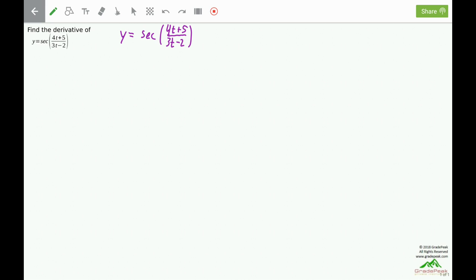But since its inside is a quotient, we will be making use of the quotient rule when we take the derivative of the inside, which is done when you take the chain rule. So our derivative, y prime, which can also be called dy dt, is equal to, we start with the derivative of secant. The derivative of secant is secant tangent. So we have secant, we leave the inside alone. We have tangent, again, you leave the inside alone.